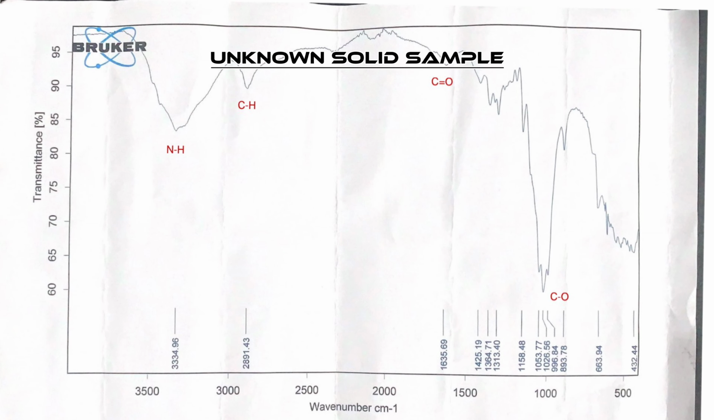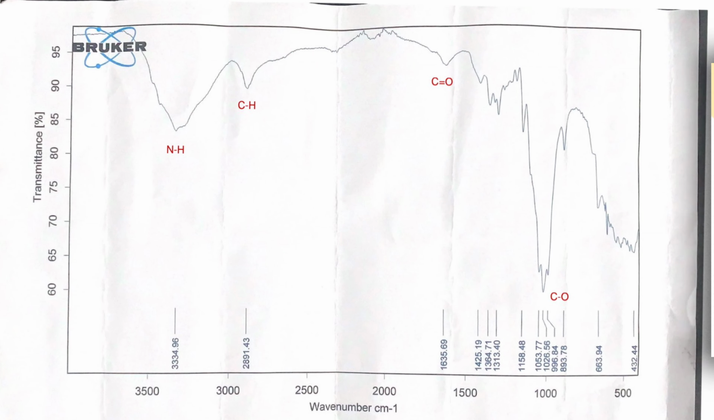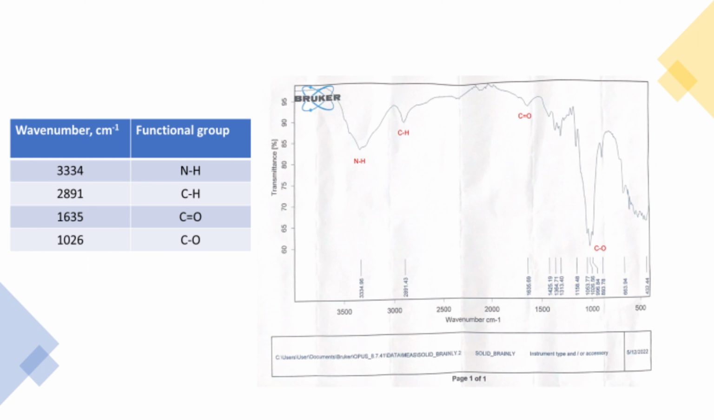For the next spectrum, of the unknown solid sample. Firstly, the functional group identified at wave number 3334 was NH stretching. Meanwhile, CH stretching was identified at wave number 2891. And lastly, C double bond O and C single bond O stretching were determined at wave numbers 1635 and 1026.